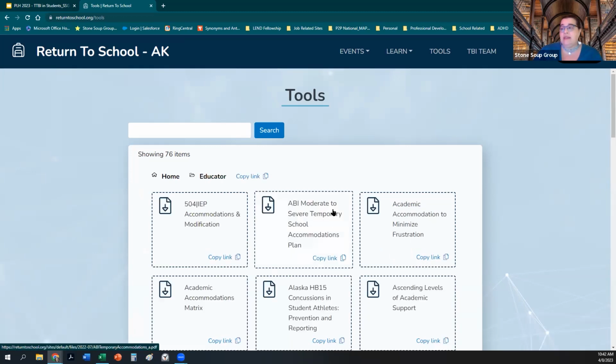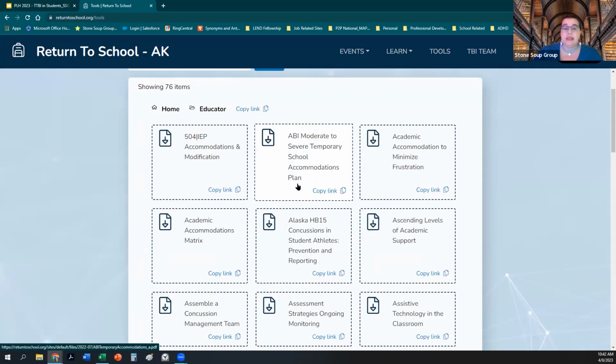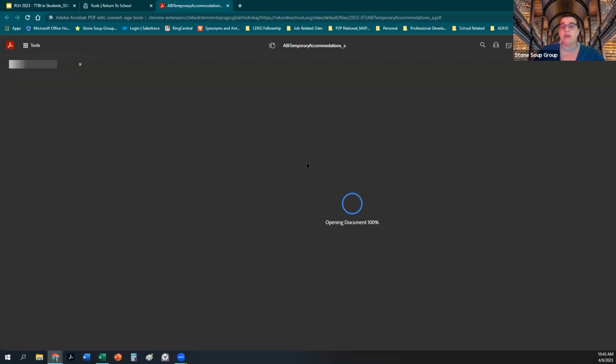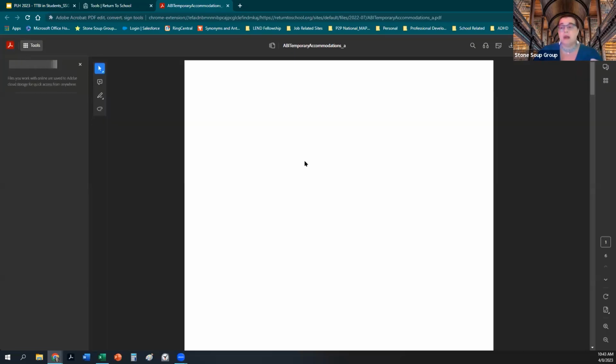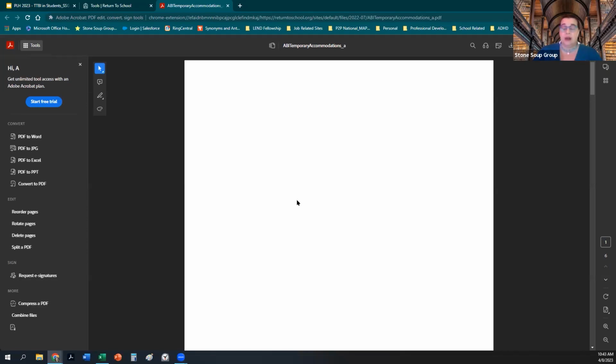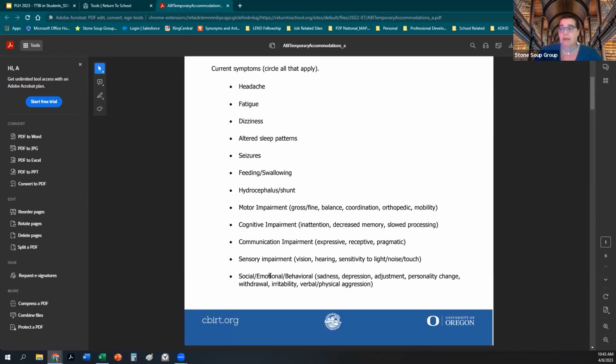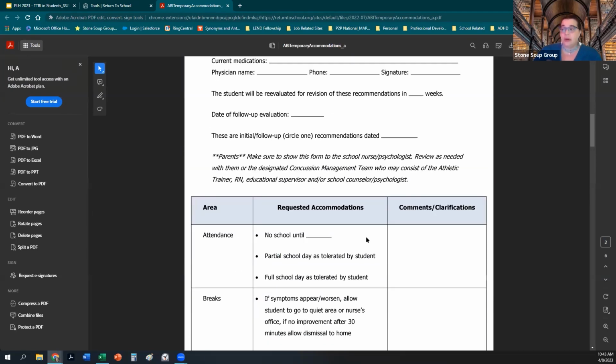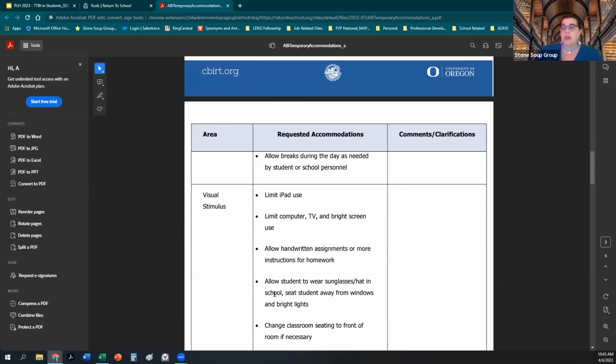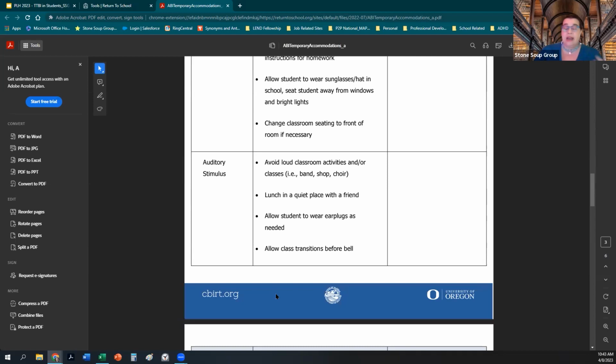One of the things that I find really, really cool, especially if it's a kiddo who's going through this, is that they may not have the severe level, and maybe they just need some temporary accommodations. This right here is the temporary school accommodations plan. The nice thing about it is that it outlines, you can ask the kiddo what symptoms they are having, and then you can adjust the accommodations specifically for those. So you circle all of the things that are happening, and then you go down here and you can look at the requested accommodation for the different areas. So this is one of the great things that we have now in Alaska.